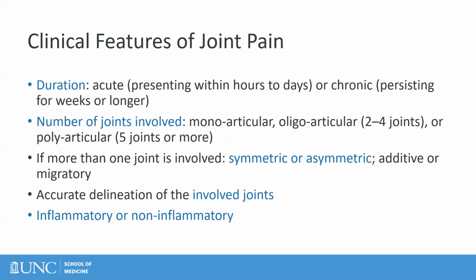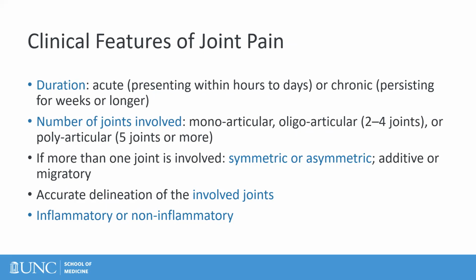Other clinical features of joint pain may include the duration. How long has it been going on? Is it acute or is it chronic, persisting for weeks or longer? The number of joints involved: is this monoarticular, one joint, oligoarticular, or polyarticular? If more than one joint is involved, as it often is in chronic arthritis, is the joint pain symmetric or asymmetric? So, is the hand on one side and the hand on the other side both involved, or is it one knee or two knees, and so on?